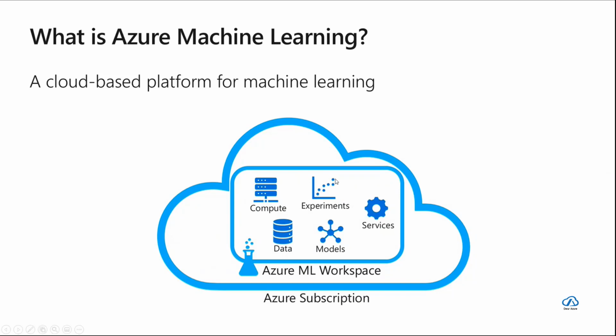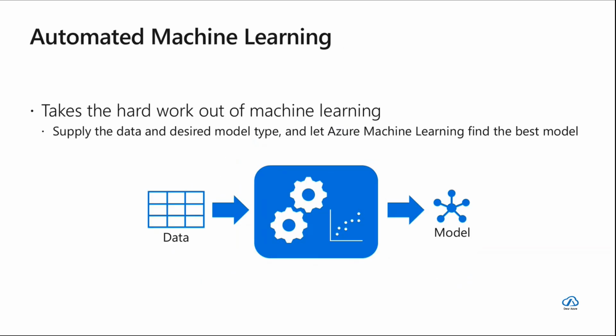Finally, you will have services. Your model you will be deploying as a service, as a REST API or on Azure Kubernetes Service, AKS. So let us go to the portal first and look at some of the features which are there.